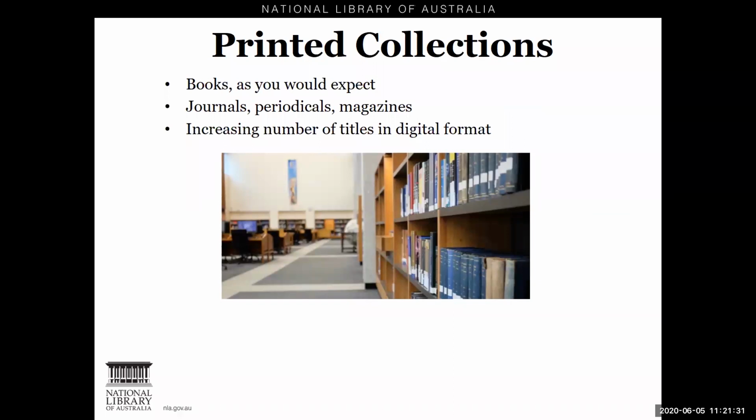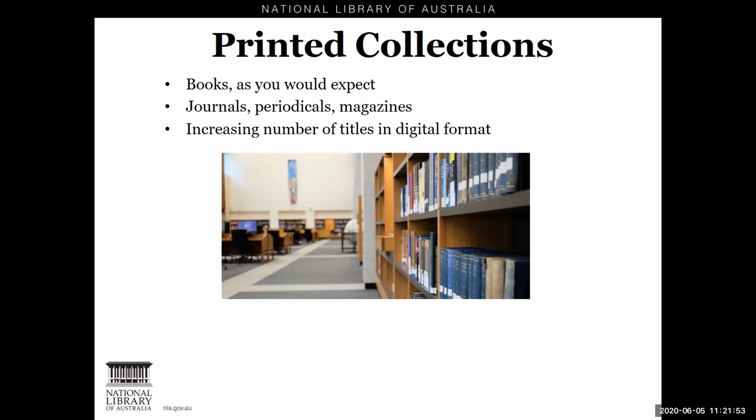So to the materials in our collections, starting with the printed collections. The first and obvious, books are the core of the library collections, as you would expect. The library has some 6 million books in the collection and continues to collect current publications from Australia under the legal deposit scheme that requires any book published in Australia to be deposited in the library.